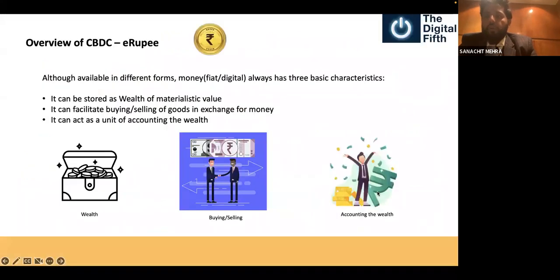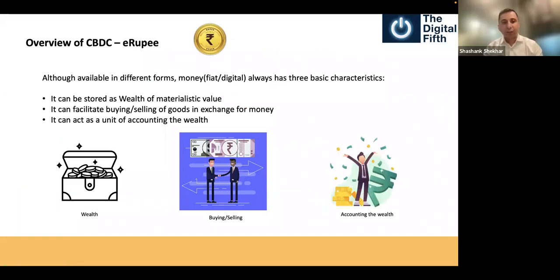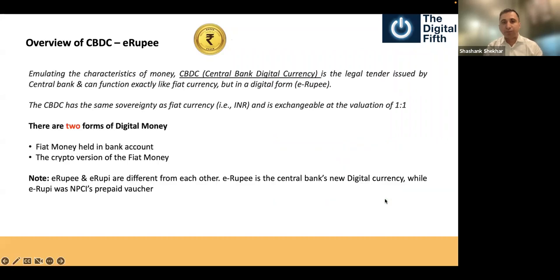Now we're going to see what CBDC is all about. Thanks, Ajit. Today, money broadly has three basic characteristics. Primarily it is stored as wealth of materialistic value, it is used to do transactions, buying goods in exchange for money, and it is also needed as a unit of accounting for wealth. Those are the primary concepts behind money.